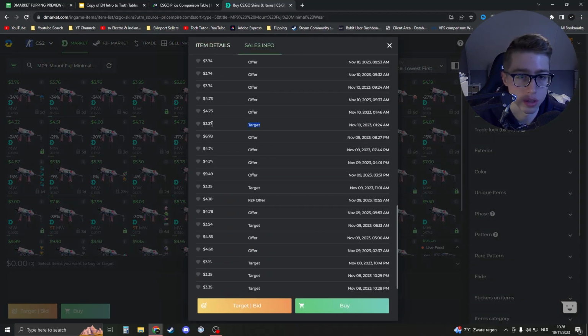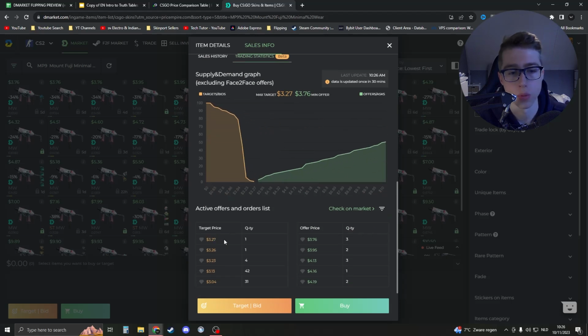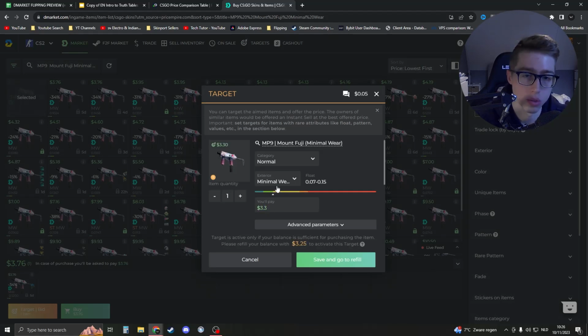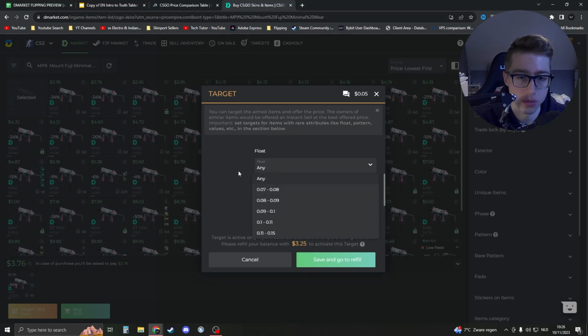Okay, target. It sells for 327. Target 335. Go to this. Okay, so this is a reliable price. Go to create a target for 330. Do that. Then advanced parameters. Make sure you do this. For float, make sure you have any. And for the pattern, make sure the pattern is clear.